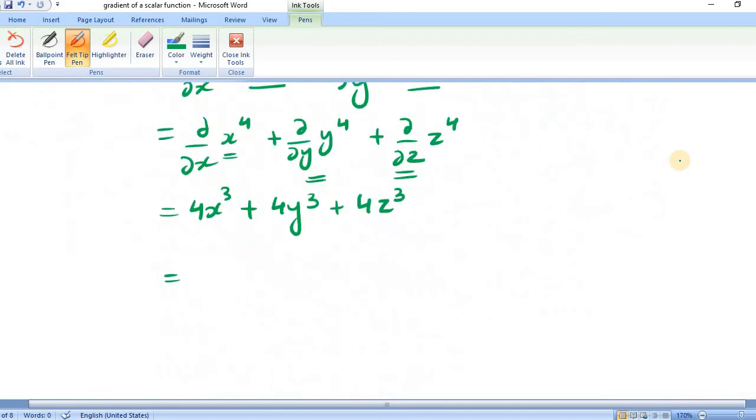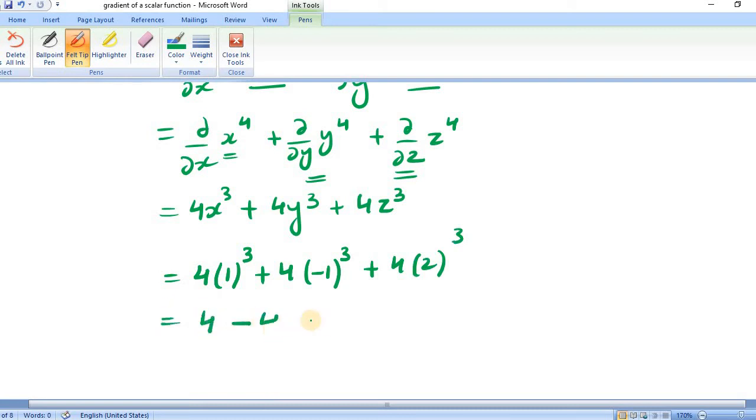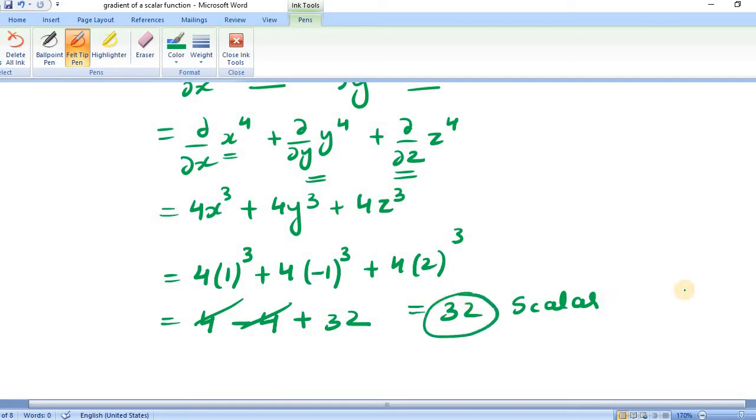So we will replace x with 1 here. So this is 4 multiplied by 1 cube plus y with -1 here plus z with 2 here. So this is coming 4 minus 4 and 32. So we can cancel out and the answer is 32. You can see that this is a scalar quantity that gives us the magnitude. So here the answer is plus 32.